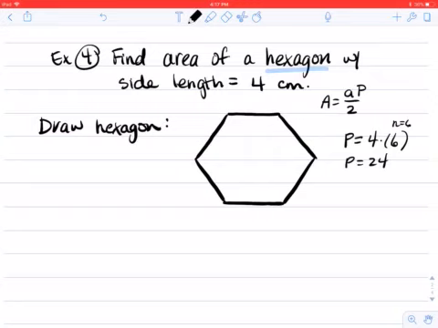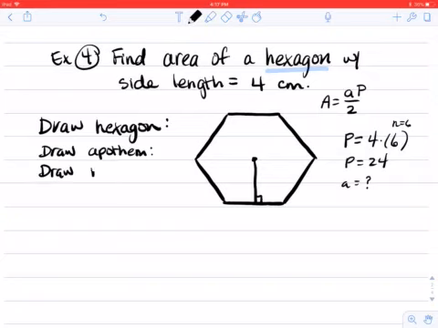Okay? Now, here's the tricky part. Finding the apothem. So now you're going to need to draw the apothem. It's a funny word, isn't it? It's great. So from the center straight down, forming a 90-degree angle. That's the apothem.